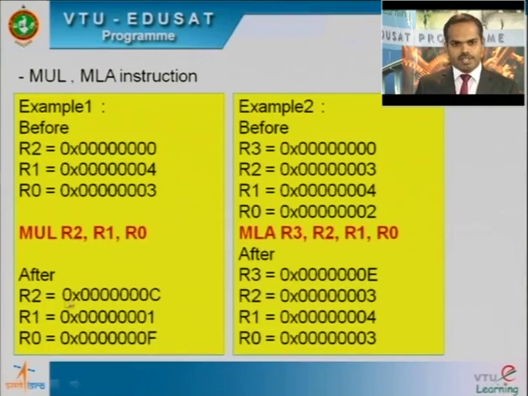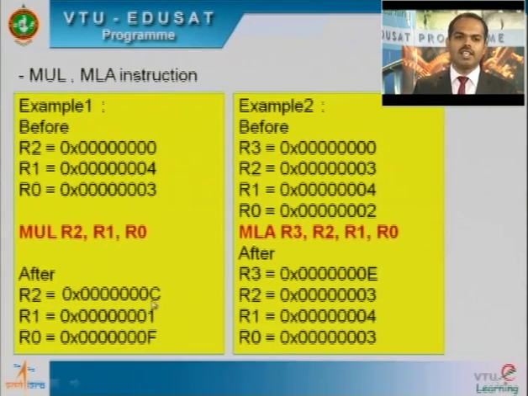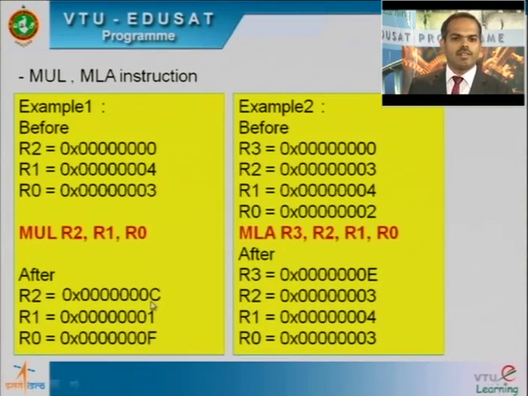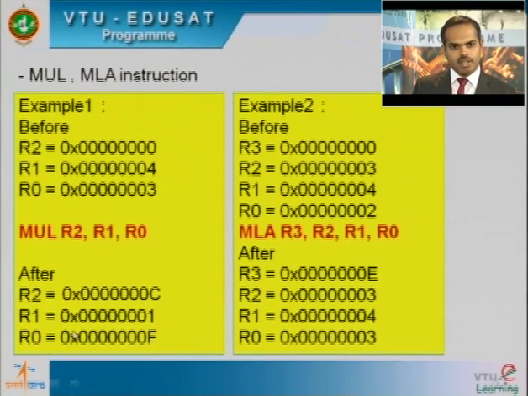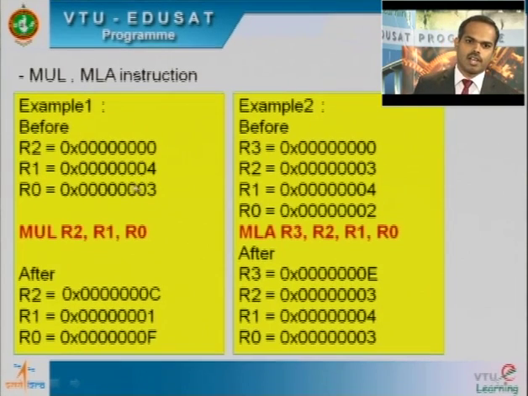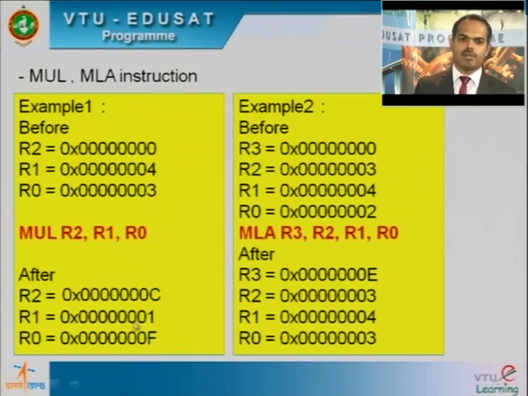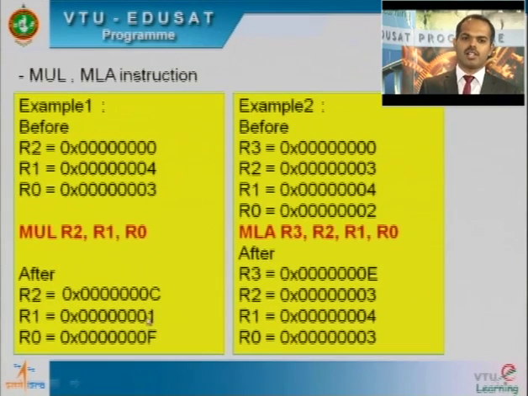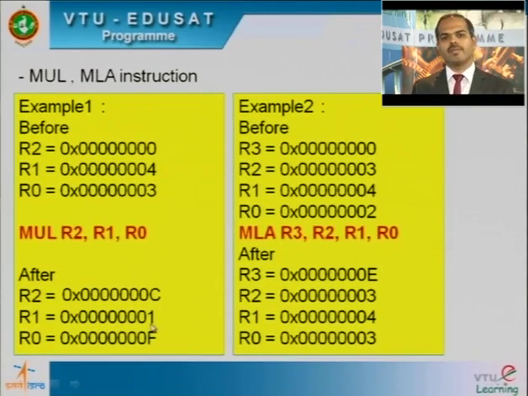After the execution of this instruction, the resultant register R2 holds C. C in hexadecimal is 12 in decimal, that is, 4 cross 3 is 12. For R1, there is again a slight misinformation here. The R1 and R0 register content has to be the same as the previous content, that is 4 and 3. It should remain 4 and 3 only. It should not change. This is a typing mistake.